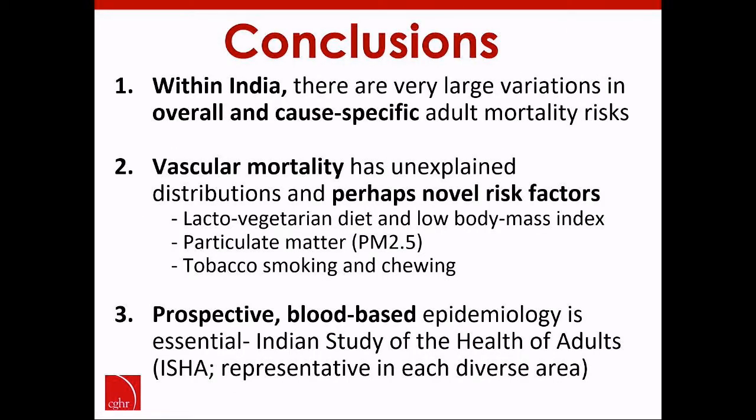So in conclusion, India is a place to do very interesting, diverse epidemiology. It has very relevant risk factors, particularly low body mass, that might well be of global importance, and can probably put some better estimations on things we take for granted, like particulate matter and heart disease, to better study those. And interestingly, we did hear some concerns about representativeness of blood-based epidemiological studies. The design so far of ISHA has been that it will be representative in each of the areas in which it works. Thank you very much.